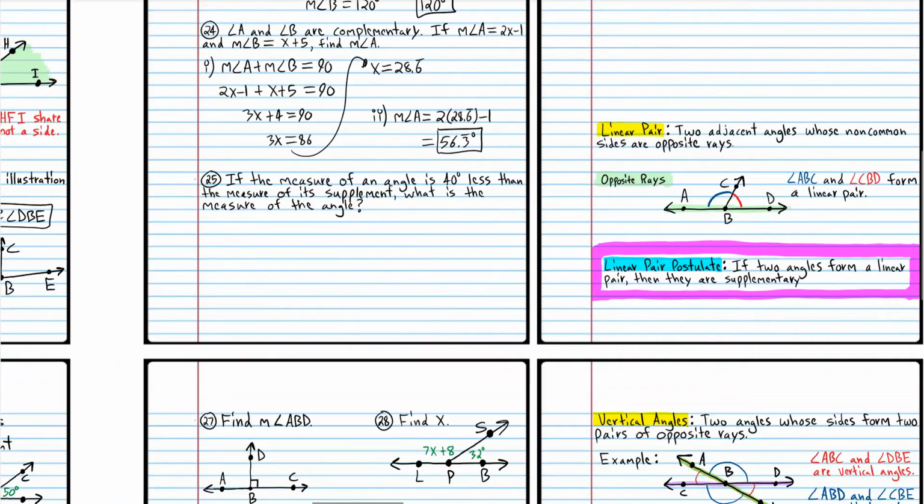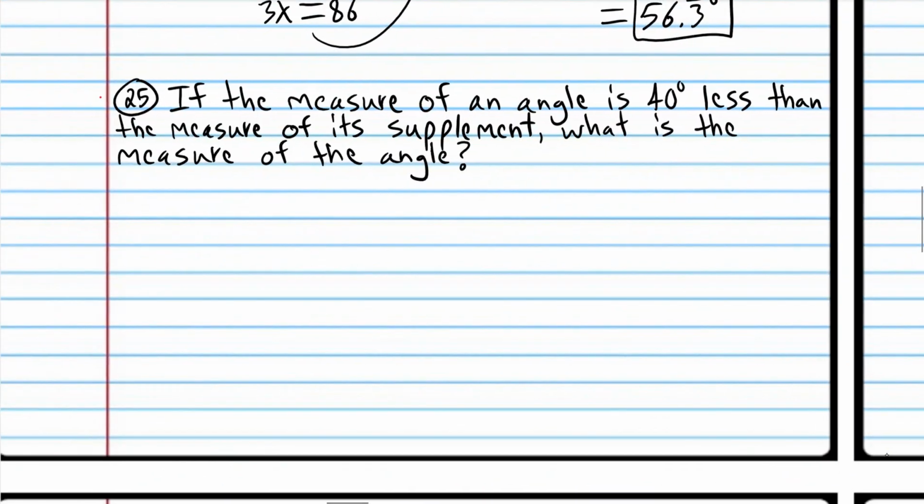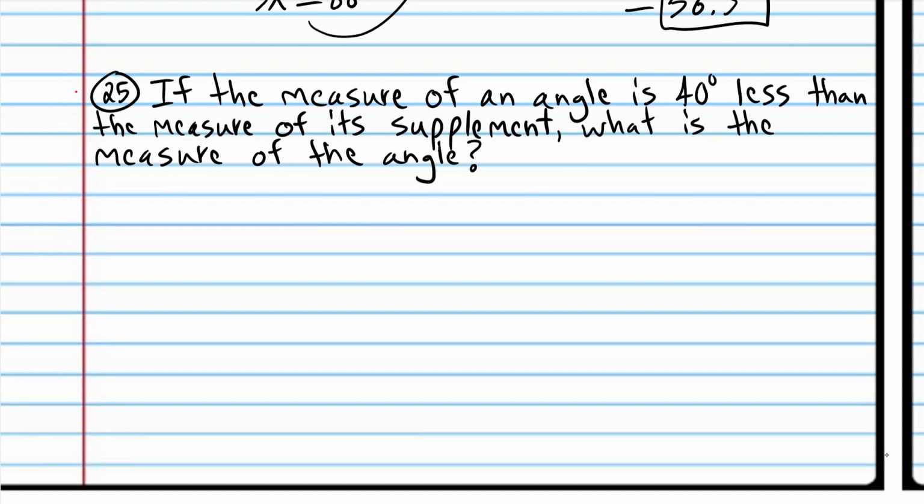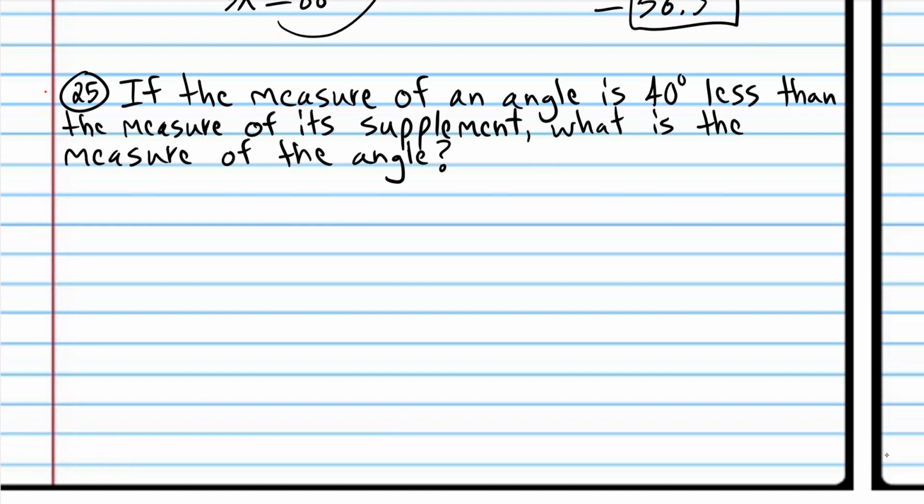Now we're going to do a little challenge problem. This is a problem that typically causes a lot of anxiety with students, but it's really not that difficult. We're told that the measure of an angle is 40 degrees less than the measure of its supplement.